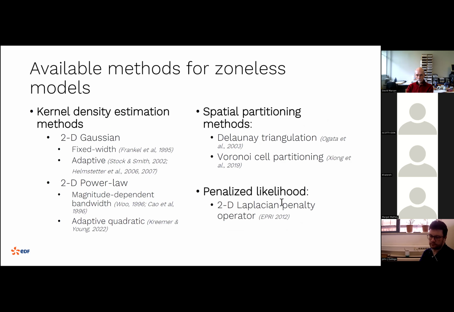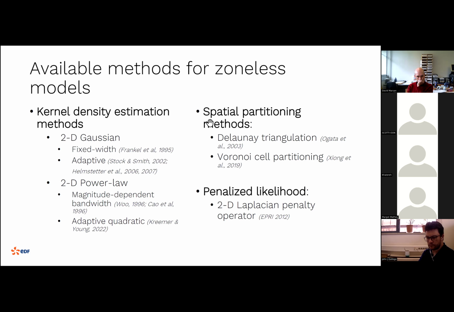So today, the building of a zoneless model can be done using several methods. There are many. The most popular methods are kernel density estimation methods, where we use a 2D smoothing kernel. The 2D kernel can be of any form. You can have 2D Gaussian kernels of fixed width, or adaptive kernels, or power law kernels. There are many families of kernels.